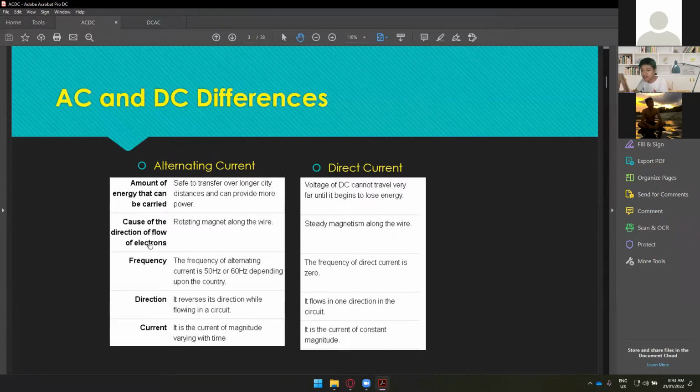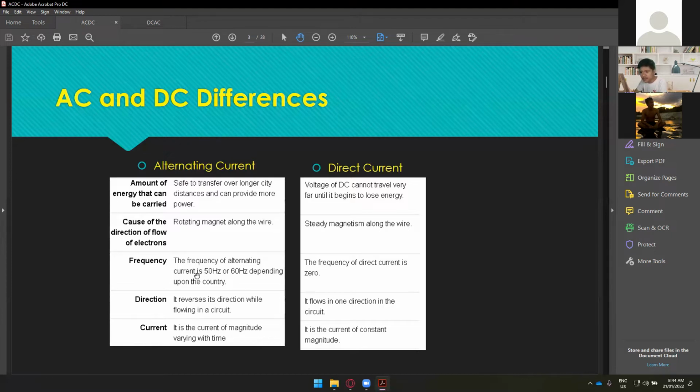And then there's the direction of flow of electrons. In AC, we have a rotating magnet along the wire, and in direct current, we just have steady magnetism along the wire. Here the magnet is the one that is rotating, so wherever that magnet goes, the electricity will follow. Since it's rotating, the electricity is also rotating, so that's why we have an alternating current. But here we have a steady magnetism, which is just one, so we have one flow of current only.